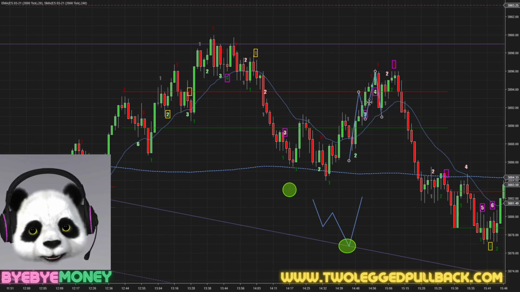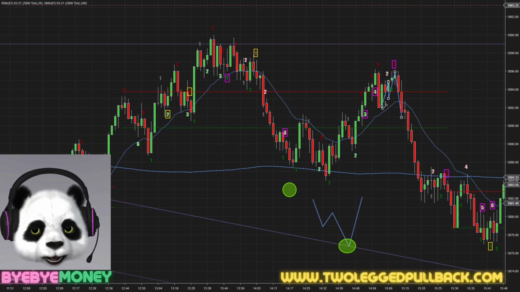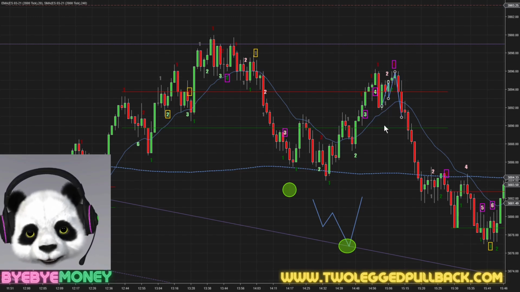We can also see it here. We can also see a scalp right here on a small two-legged pullback. And we see as we are close to the top of the trading range that we're able to scalp out a point on this range using the range indicator here.